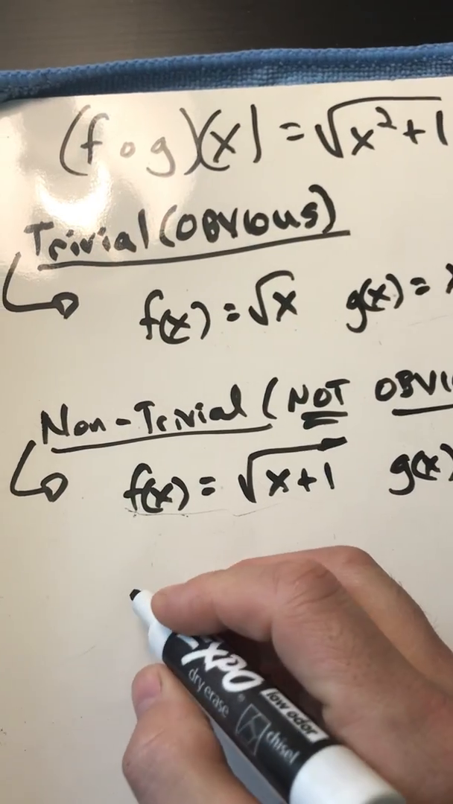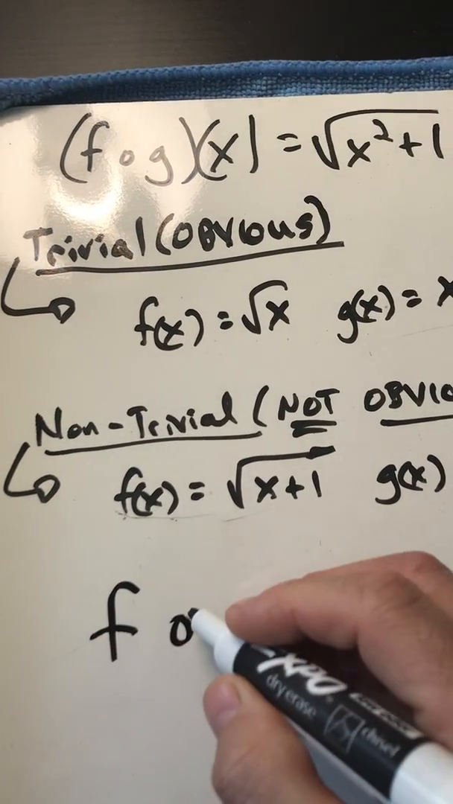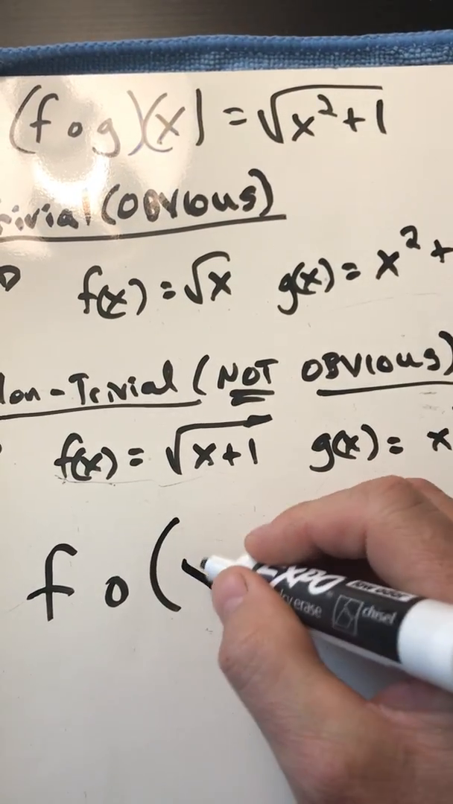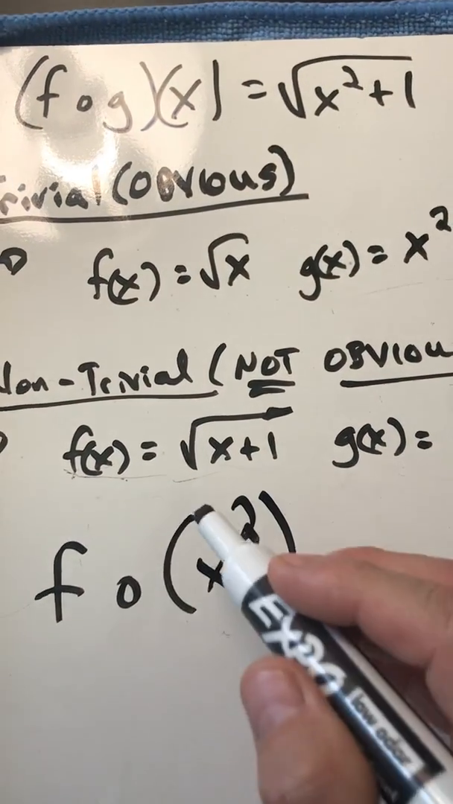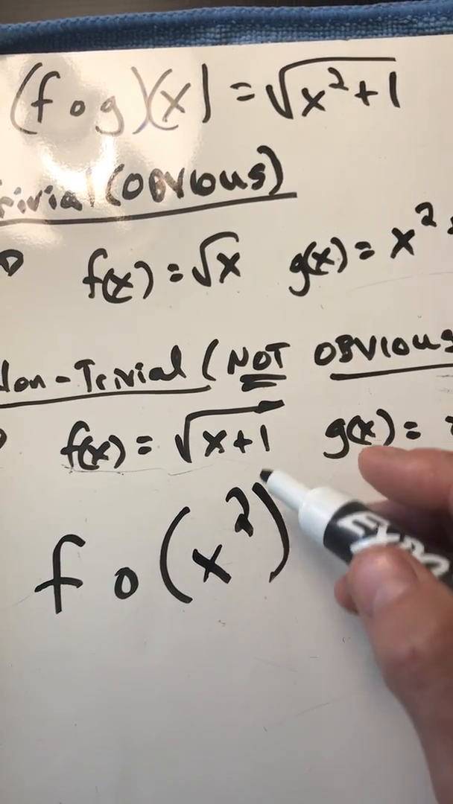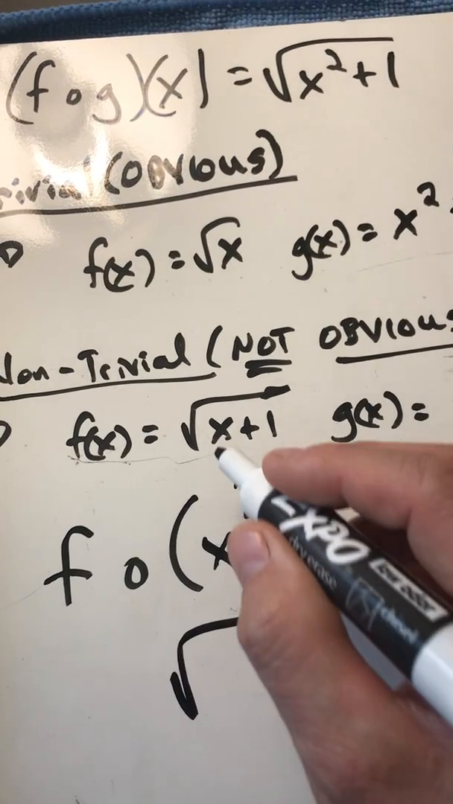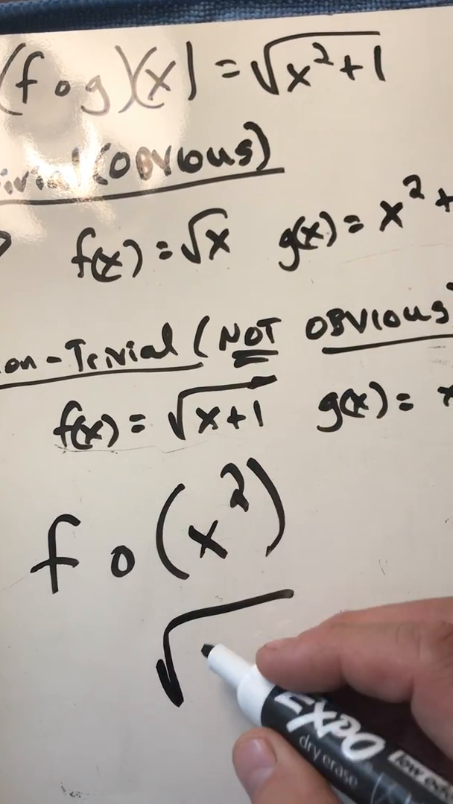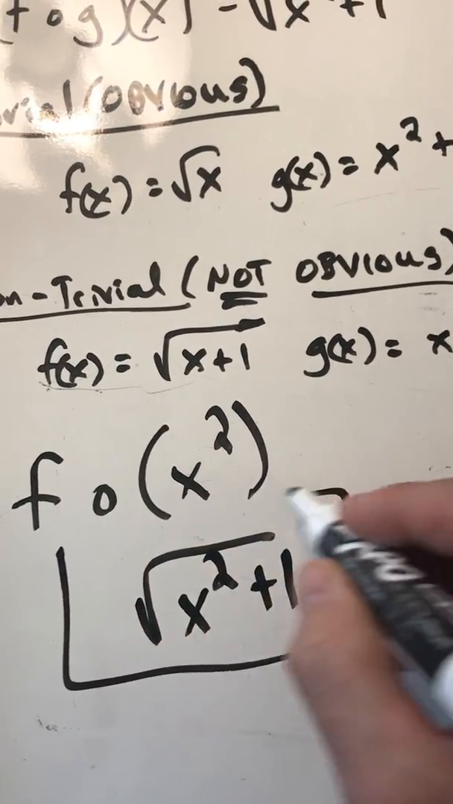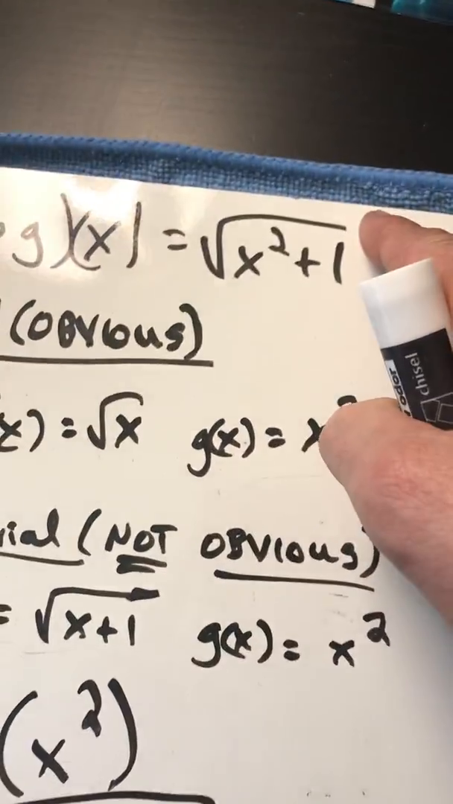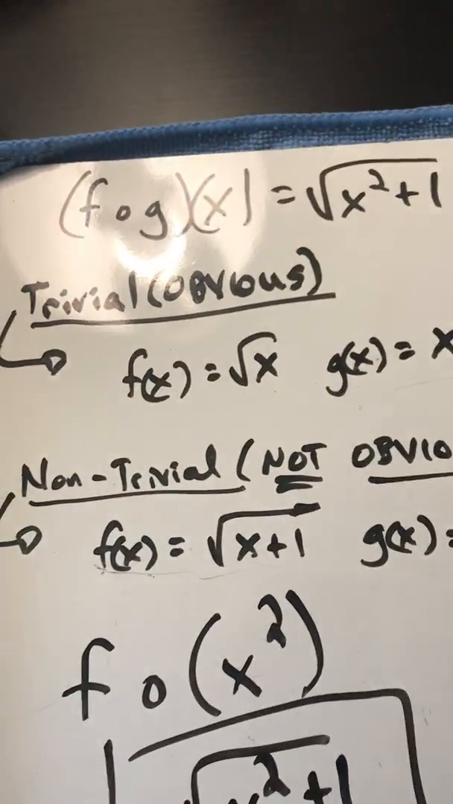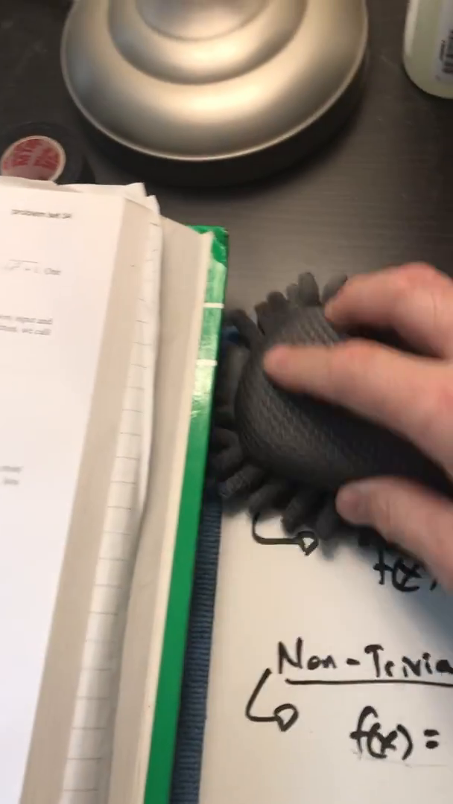If you did it that way, g of x is x squared. That means f of this parentheses would be the square root of parentheses plus 1, where the parentheses is now x squared, so the square root of x squared plus 1. That is the same answer, but in a non-trivial way. They're thinking outside the box.